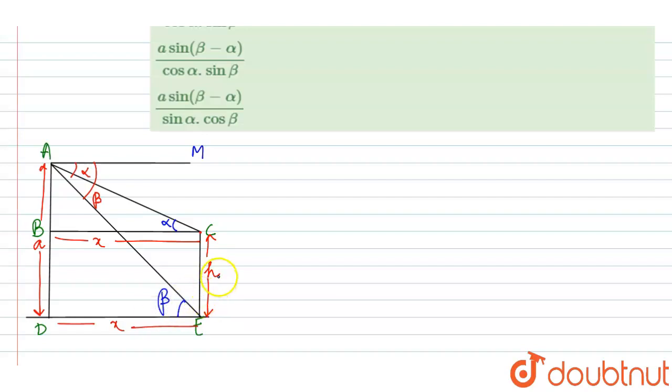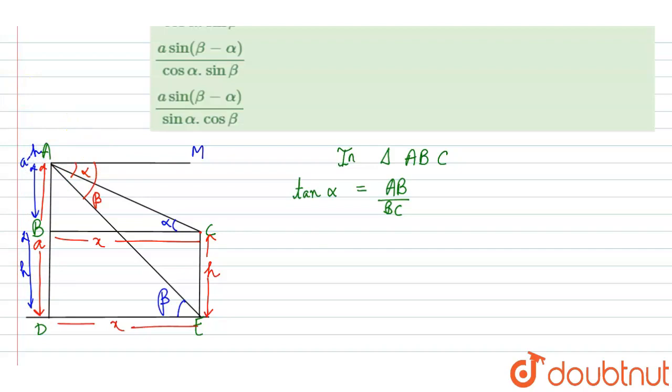Now basically we have to find the height of the lamppost. So let us do the solution. First of all, let us consider triangle ABC, we will find tan alpha. So basically tan theta is perpendicular upon base. So the perpendicular is AB and the base is BC. You can find AB: if AD is a and CE is h, it means BD will also be h. If AD is a and BD is h, then what will be AB? AB will become a minus h.